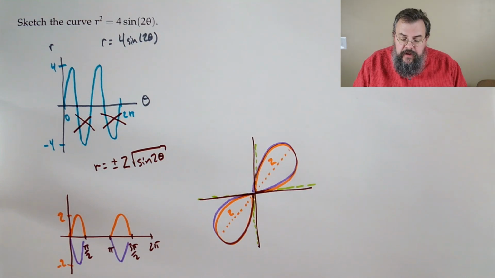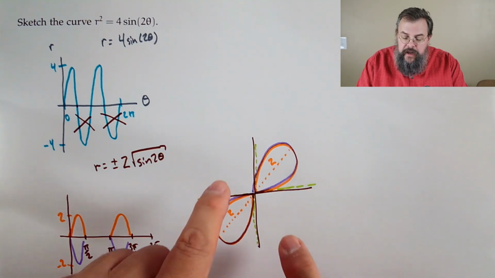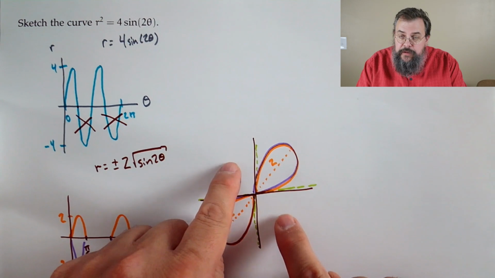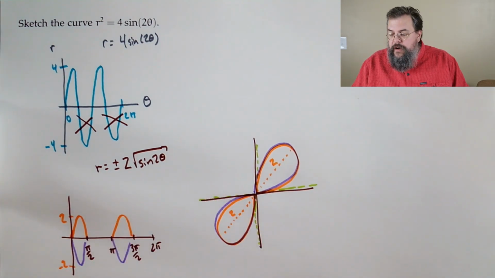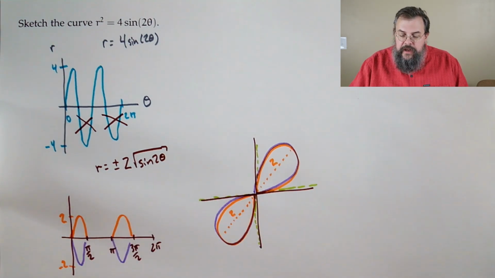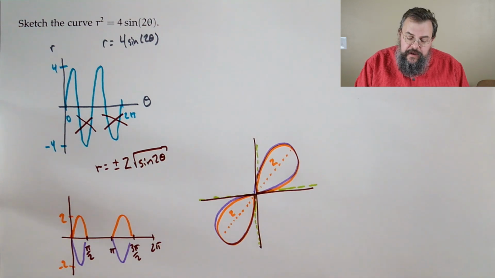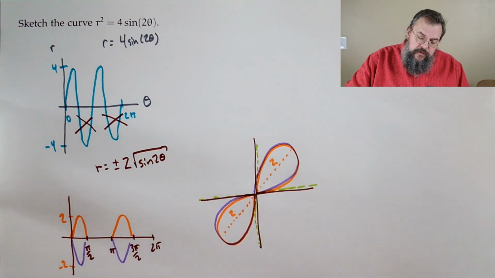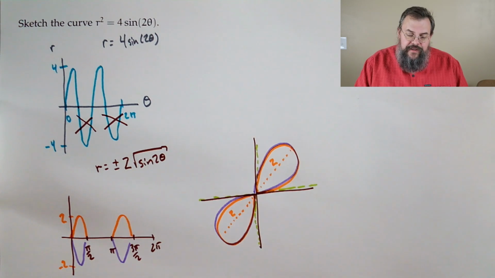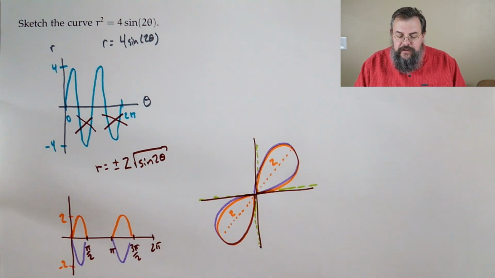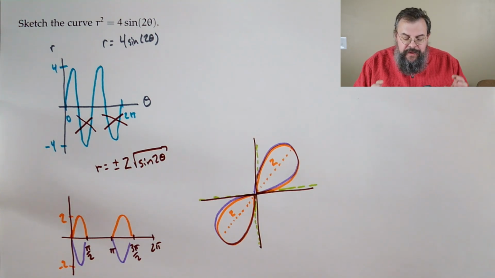What happens is kind of similar to before, but in the previous problem, we had loops over here. That was where our sine value was negative, and it said, look, it's not going to happen. We kind of have this infinity symbol turned sideways. So there's the sketch of our curve. Kind of nice. Beautiful picture.